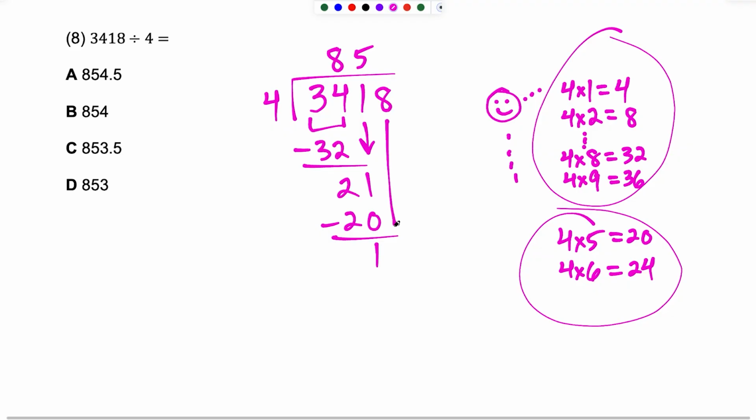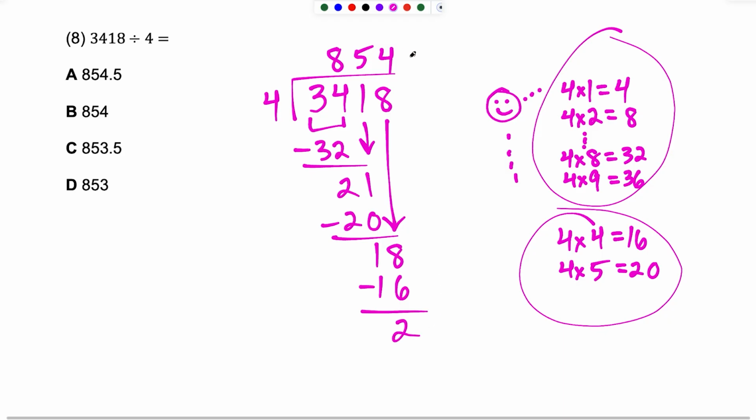So next, I'll bring down this 18 here. And if we look at this number, how about I get rid of these numbers here? When I look at 18 and I'm thinking in terms of 4, 4 times 4 is equal to 16, and 4 times 5 is equal to 20. So I could get as close as 4 times 4. So I put a 4 here, and then 4 times 4 is 16. We subtract, and we have a remainder of 2.